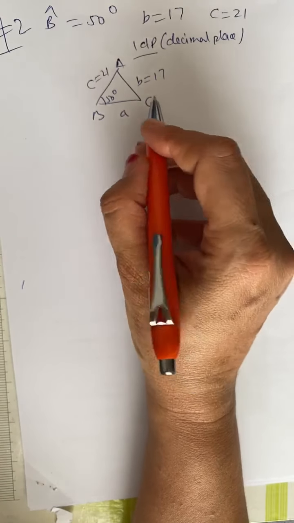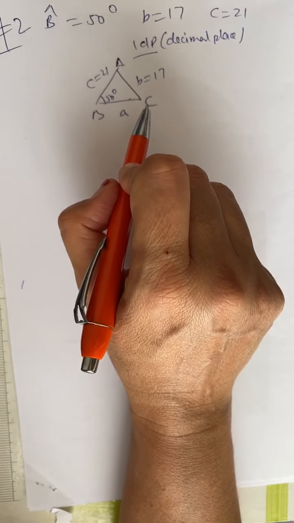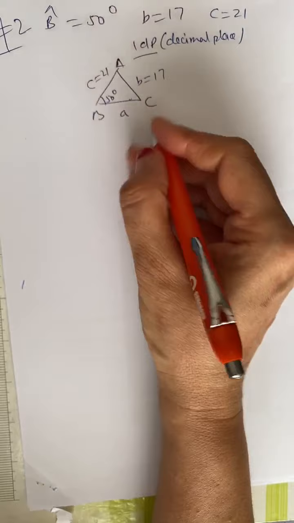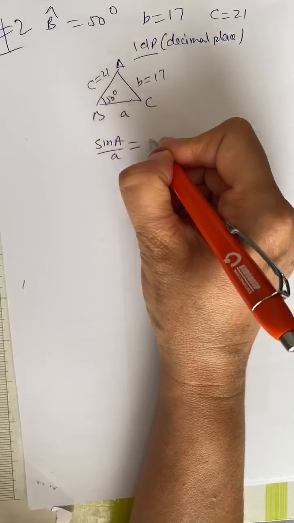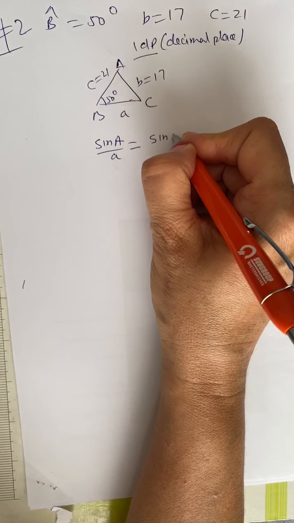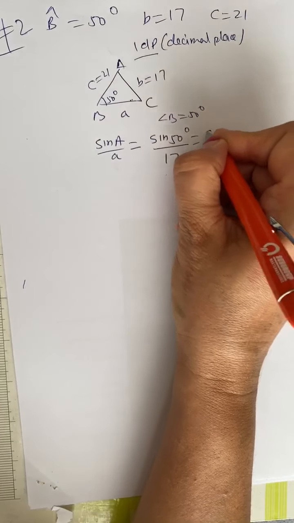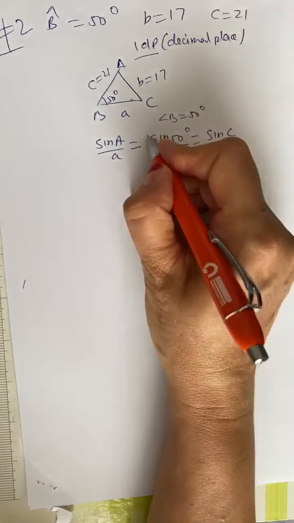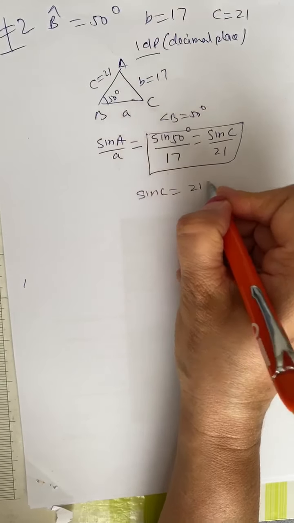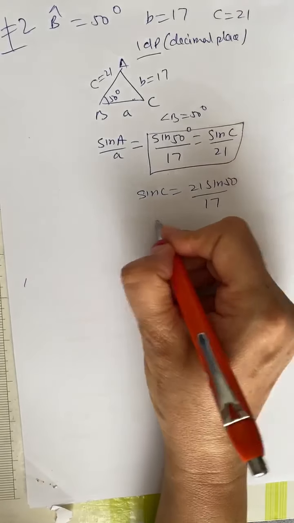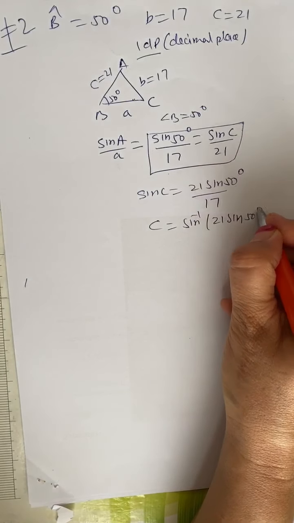Now we need to set up, and it's exactly the same question as in the previous. We need to see which angle we can find first. So I'm going to start with setting up. Let's say sine A divided by a is equal to sine B divided by b. Angle B is 50, so sine B is sine 50 divided by 17, and then you have sine C divided by 21. Obviously I have to use these two. So when I use these two, I get sine C is equal to 21 sine 50 divided by 17, and then C is equal to sine inverse, exactly the same step.